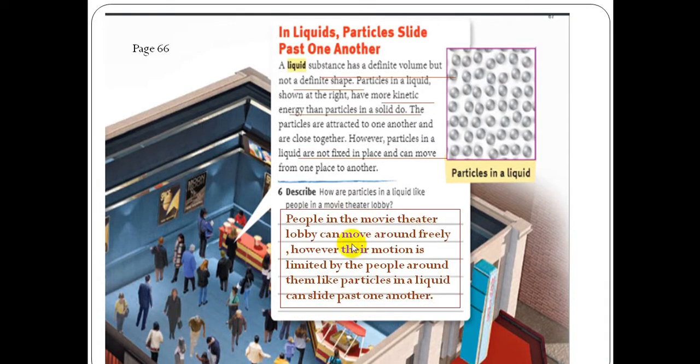People in the movie theater lobby can move around freely. However, their motion is limited by the people around them, like particles in a liquid that can slide past one another. So people here can move freely, but not very freely. They cannot run like this because of the people around them. But they can move more freely than in a solid.